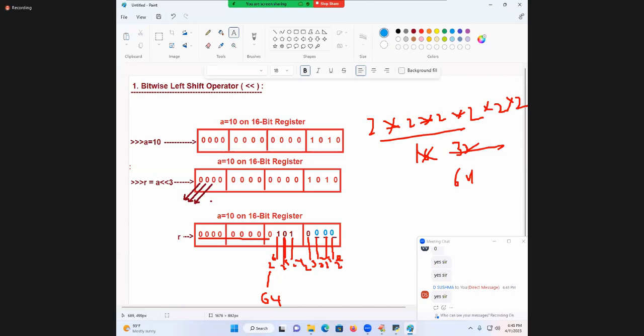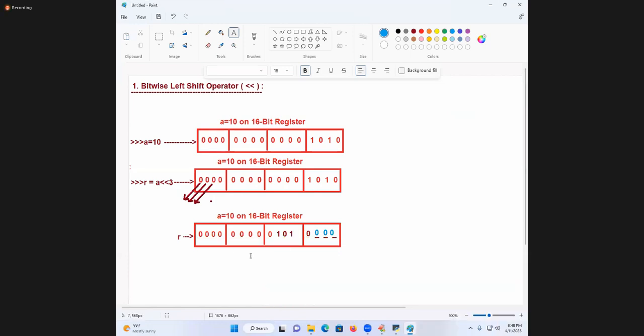0 into 2 cube is called 0. 1 into 2 to the power of 4 is called what? 16. Others are becoming 0 only now. What is the answer now? 80. Are you following? 80. Now I will write it here. Result is equal to 80.